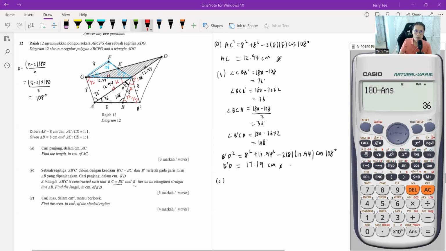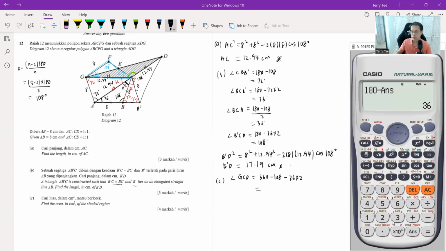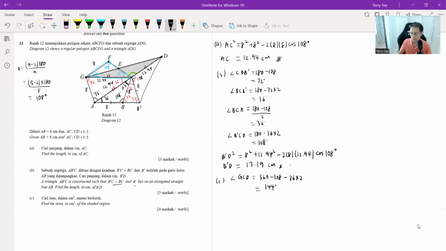Okay, so what I lack is this angle here, right? Because I want to find area of this triangle. I already know this is 12.94, 12.94. Well, there are 3 36s here and 108. So maybe I write down angle of GCD is 360 minus 108. 36 times 3 is also 108. So it's double 108. Yeah. 360 minus 108 times 2 gives us 144. So this angle is now 144. Okay. So 144. All right.